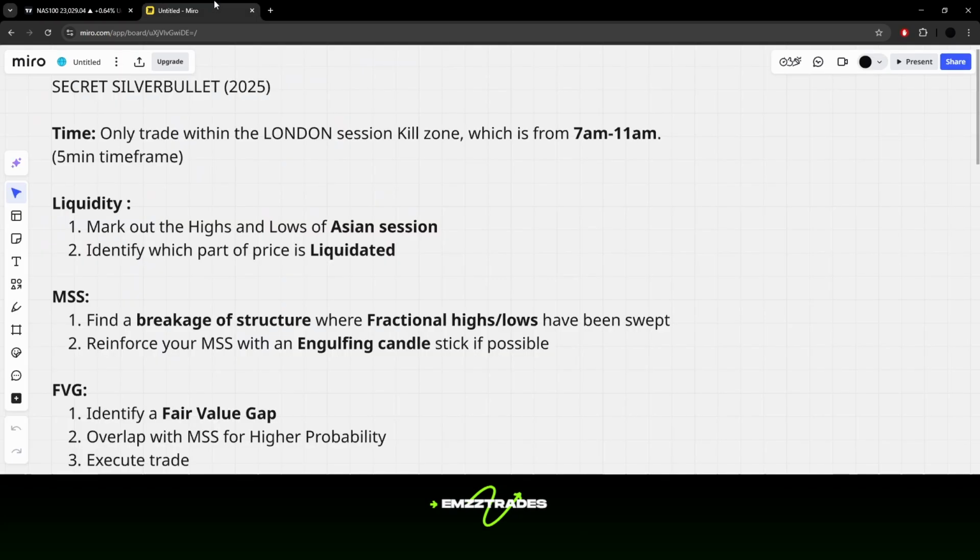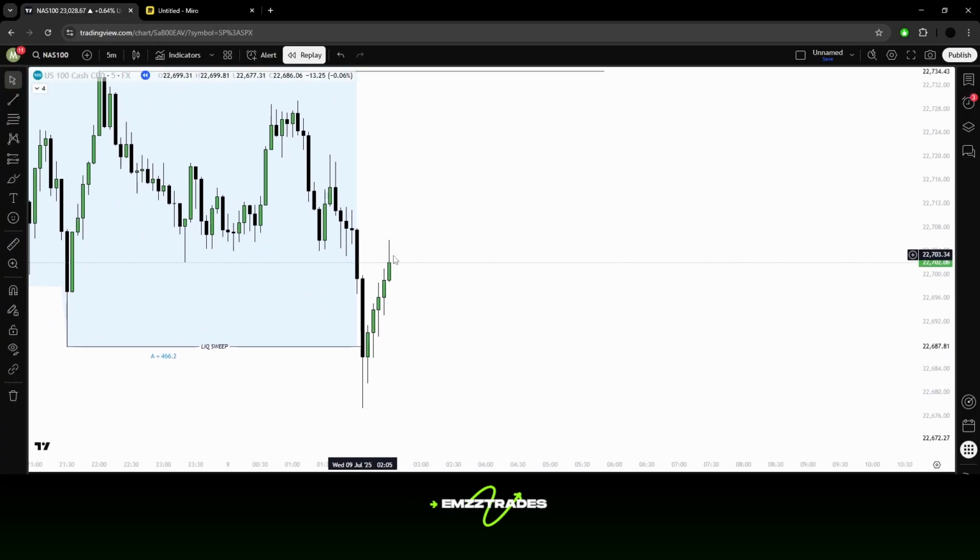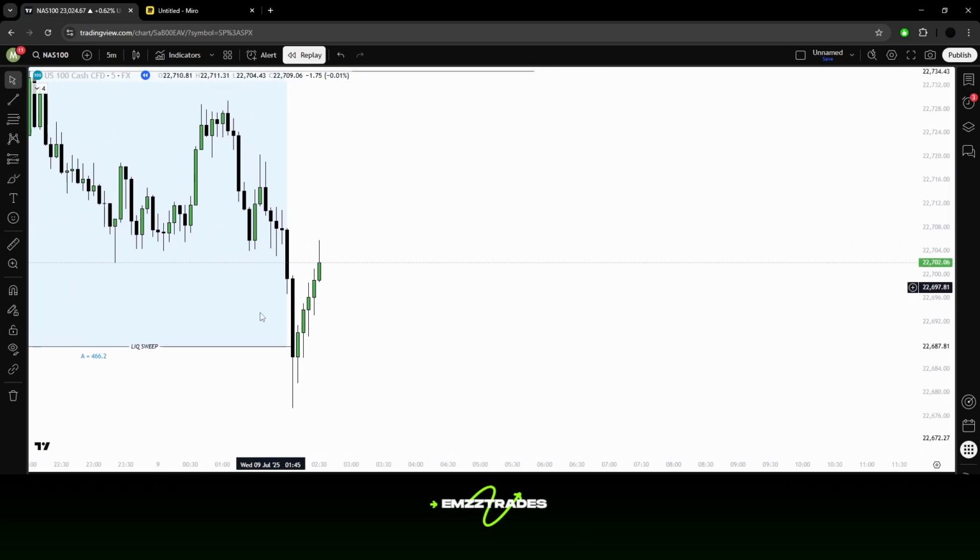After we get the liquidity sweep, what we need to do is look at the market structure shift. We need to find a breakage of structure where fractional highs and fractional lows have completely been swept, and then we can reinforce our market structure shift with an engulfing candlestick if it's possible, right? So what I need to do now is make sure that we actually do get a fractional high that gets swept easily so we can move on and mark it out as our market structure shift.